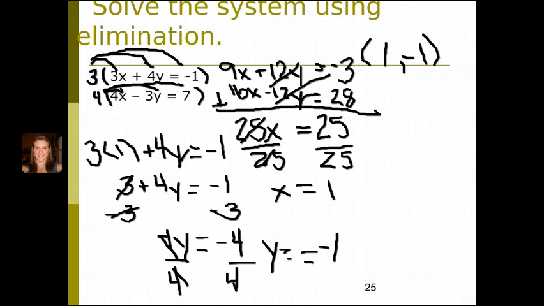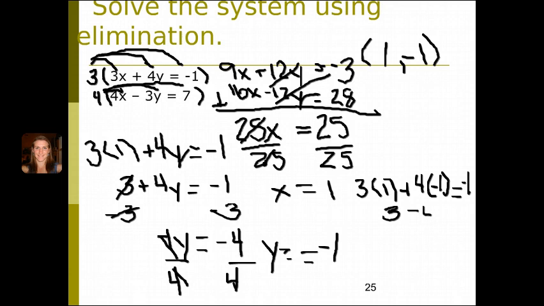So we would have 3 times 1 plus 4 times negative 1. And this should all equal negative 1. 3 times 1 is 3. 4 times negative 1 is negative 4. 3 minus 4 gives us negative 1, which checks out.